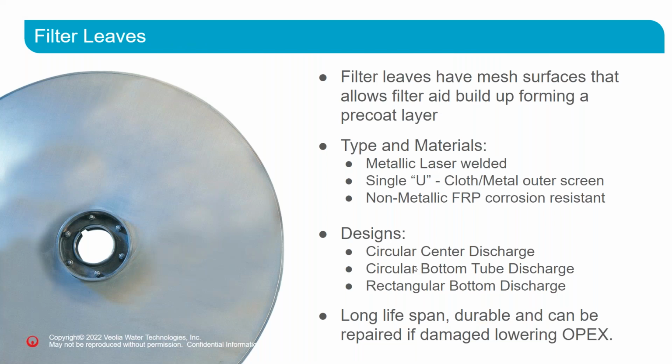So now let's take a look at the filter leaves. This is an example of a leaf that we have in our Auto-Jet filter. As you see, the filter leaves have a mesh surface on top that allows for the filter aid to build up, forming a nice even layer of Precoat on top of them. We have different types and materials of the leaves. We have the metallic laser welded leaves, or we have the single U with a cloth outer layer or a metal outer screen. And for very corrosive applications, we also have non-metallic FRP leaves that can be used.